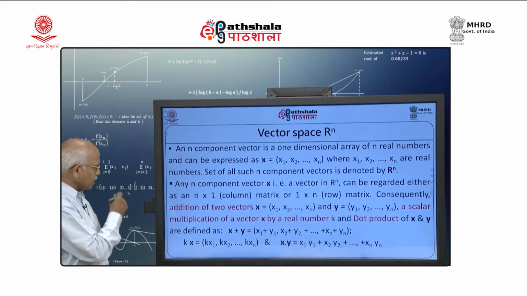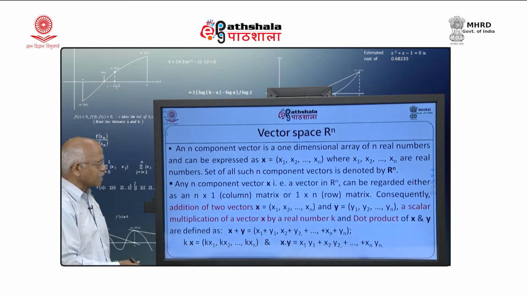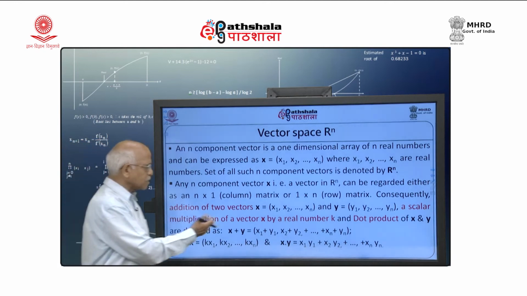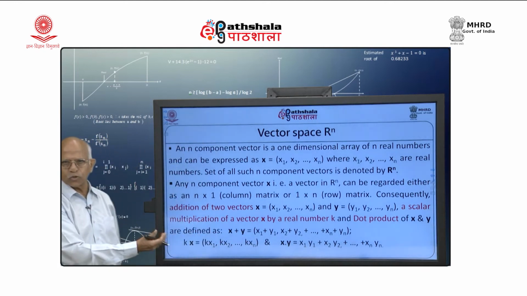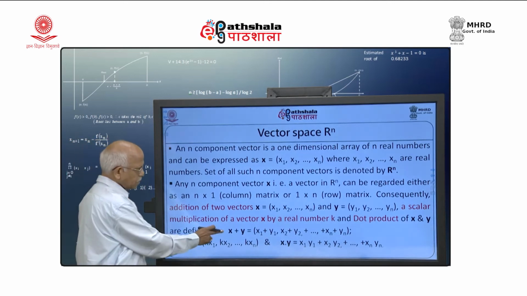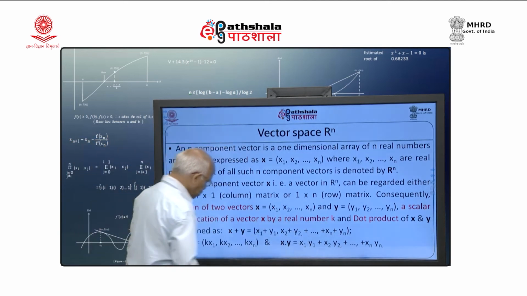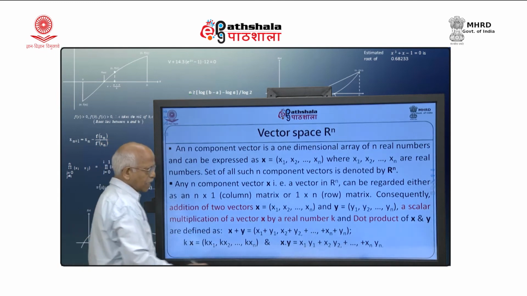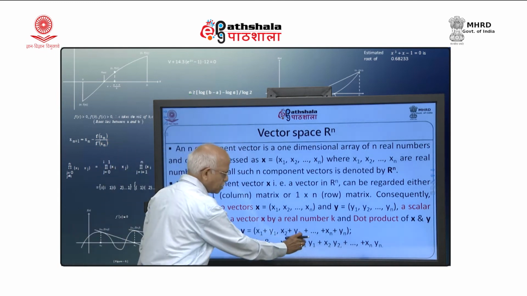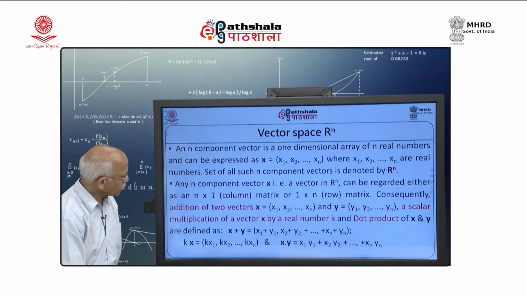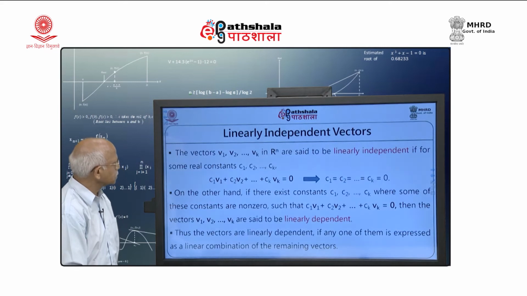Consequently, addition of two vectors x bar and y bar and scalar multiplication of vectors can be defined just as in matrices. Addition will be just element by element addition, scalar multiplication is element by element scalar multiplication, and the dot product is nothing but element by element product, and then addition of all those products. So, this is what I will get as the dot product.